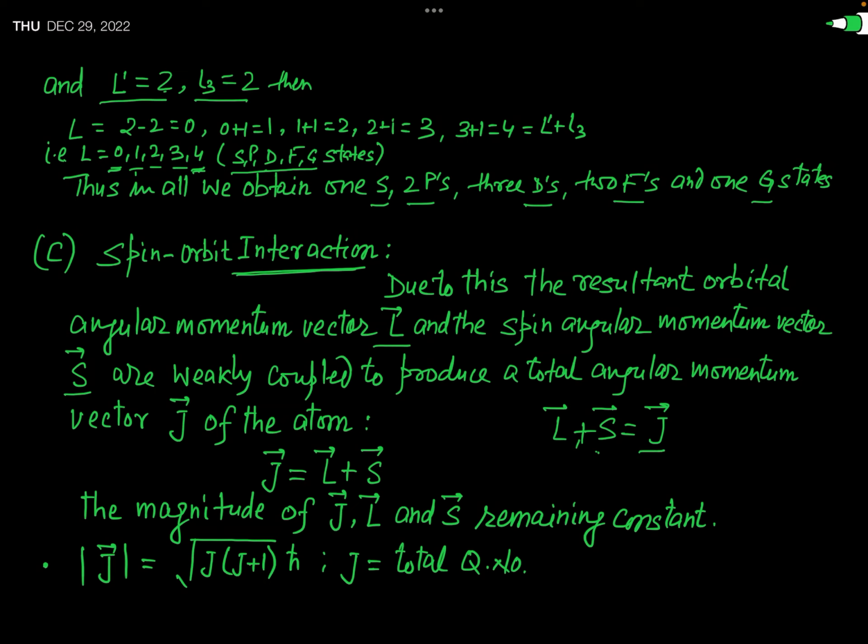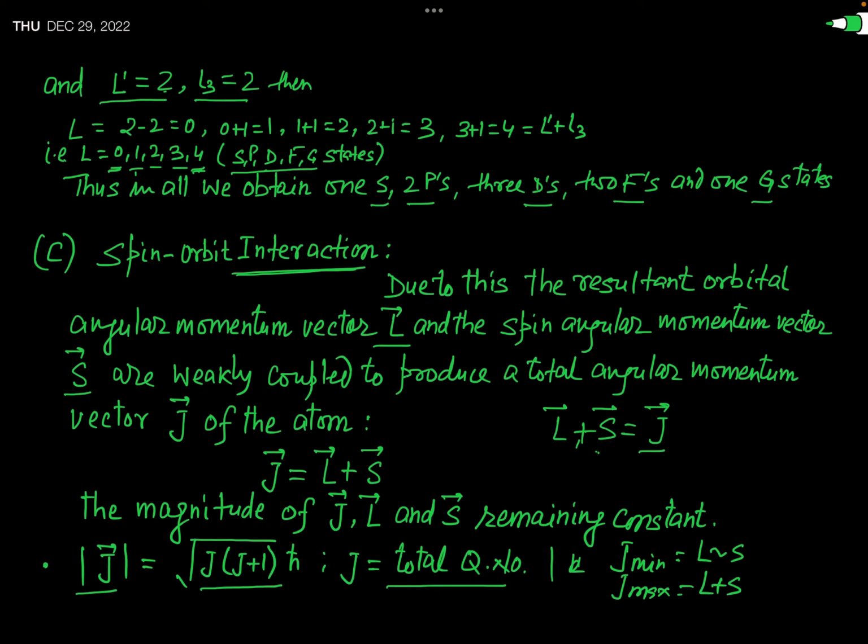This total angular momentum J is also quantized, its magnitude is also quantized, and it is given by mod of J equal to square root of J into J plus 1 into h bar. J is actually called the total quantum number, and this J will have J minimum equal to the difference of L and S, and J max will be equal to L plus S.